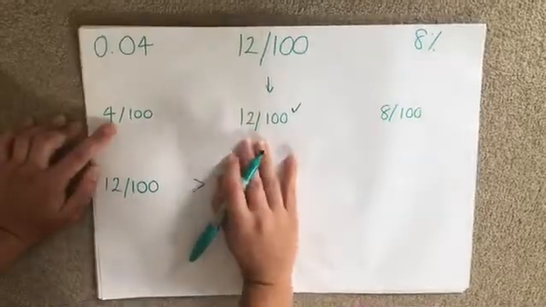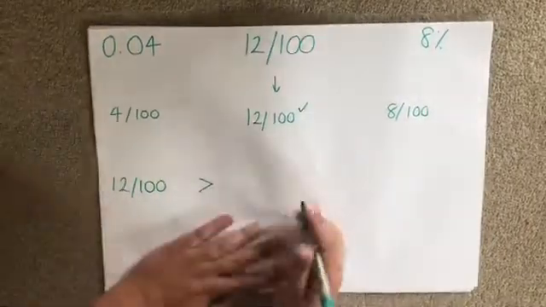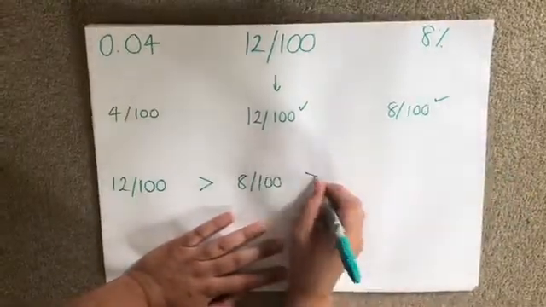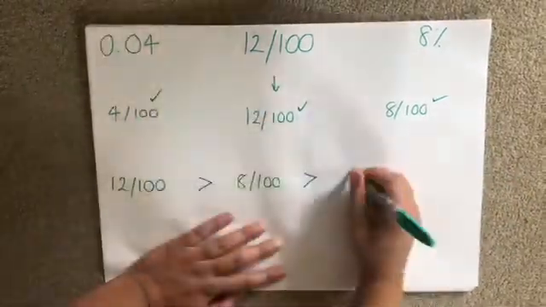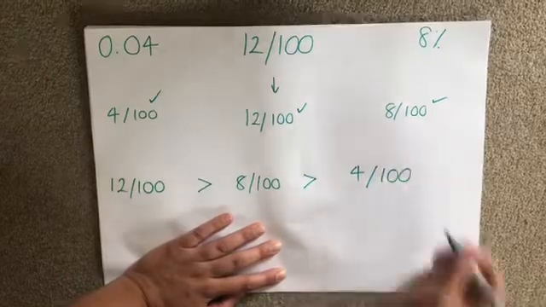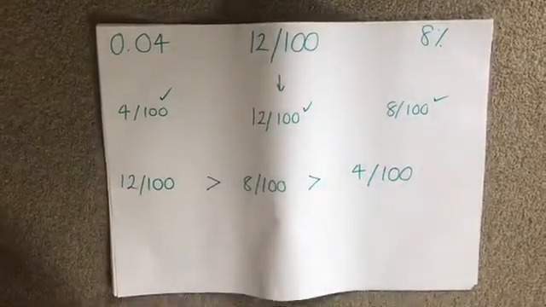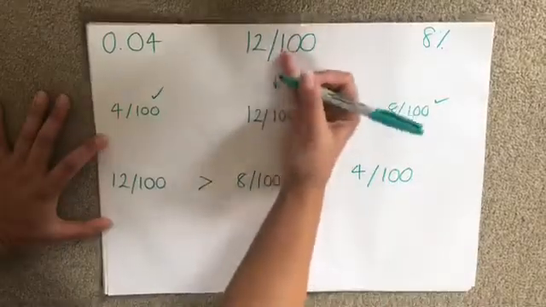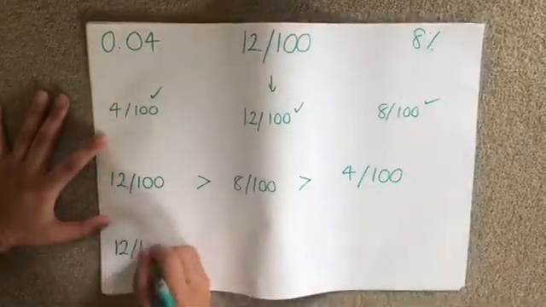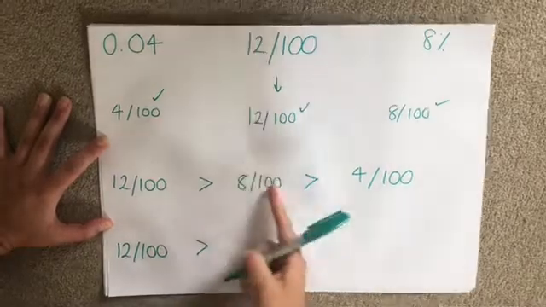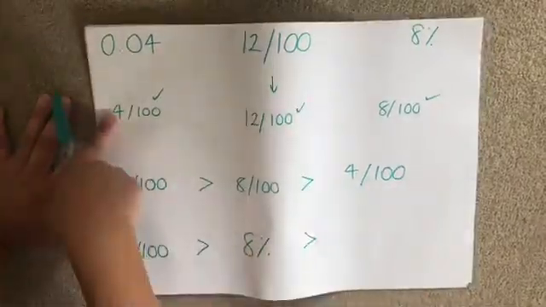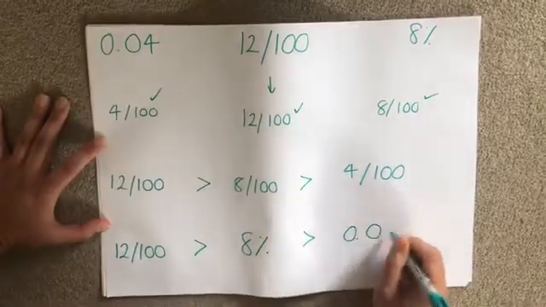Now we're comparing 4 hundredths and 8 hundredths. I know that 8 is bigger than 4. 8 hundredths is greater than 4 hundredths, our last and final fraction. And remember the challenge that I said, you can leave your answer with the original numbers. So 12 hundredths was 12 hundredths. 8 hundredths was originally 8%. And 4 hundredths was originally 0.04.